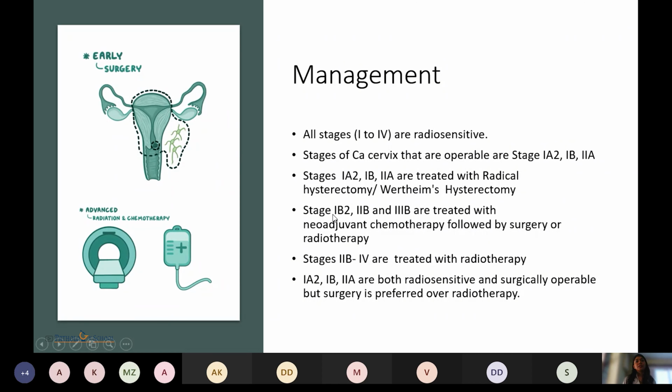And for stage 1B to 2B and 3B, a neoadjuvant chemotherapy is performed, in which the main chemotherapy agent is cisplatin, which is even a radiosensitizer. And along with that, other neoadjuvant chemotherapy drugs are used. And lastly, basically surgery is preferred over radiotherapy because radiotherapy causes fibrosis of the vagina. And even teletherapy causes fibrosis of the ovaries. So the female will go into a postmenopausal phase.